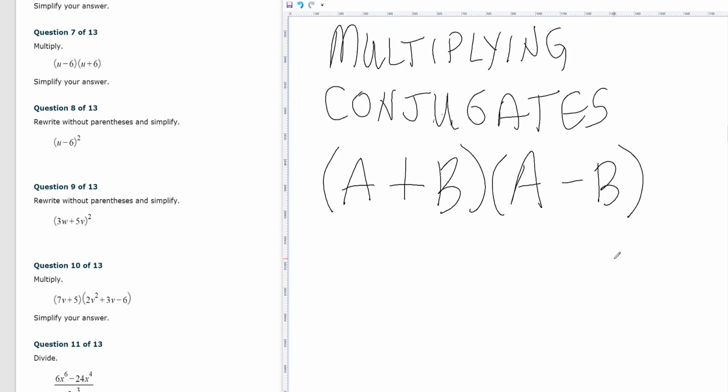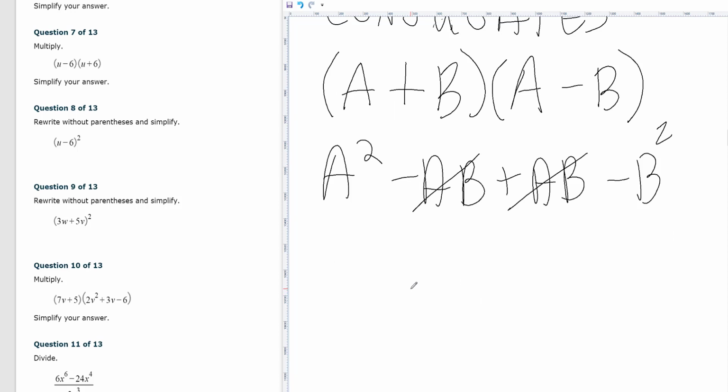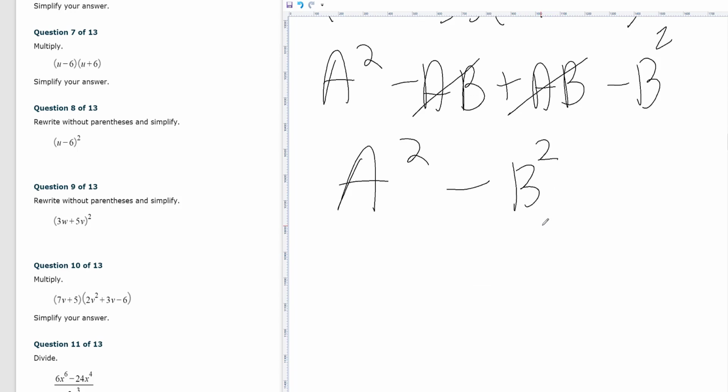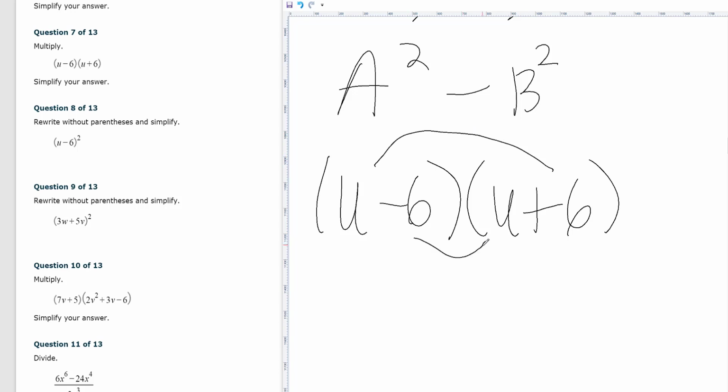Now, because of that, a squared minus ab plus ba, which is also ab, minus b squared, these inner terms will always add to 0. So it's a squared subtract b squared. So if I see conjugates, u minus 6 and u plus 6, and those can be in either order, but they have to have opposite signs, I know that the 6 and the minus 6 are going to reduce to 0. So u squared minus 36. I can just go straight to the answer.